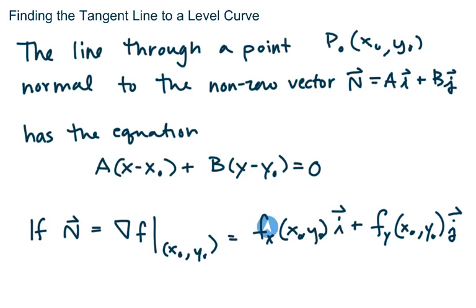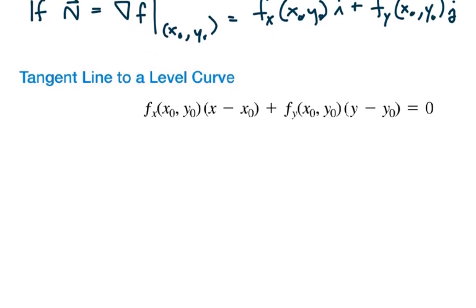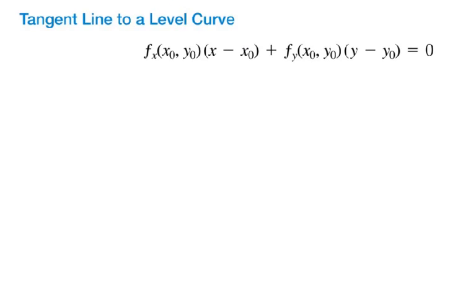Anyhow, this leads us to the formula for the equation for a tangent line to a level curve. So we can see that here. The partial of the function with respect to x at the point, times x minus x naught, plus the partial with respect to y at the point, times y minus y naught, and that needs to equal 0. So let's do an example using this formula.